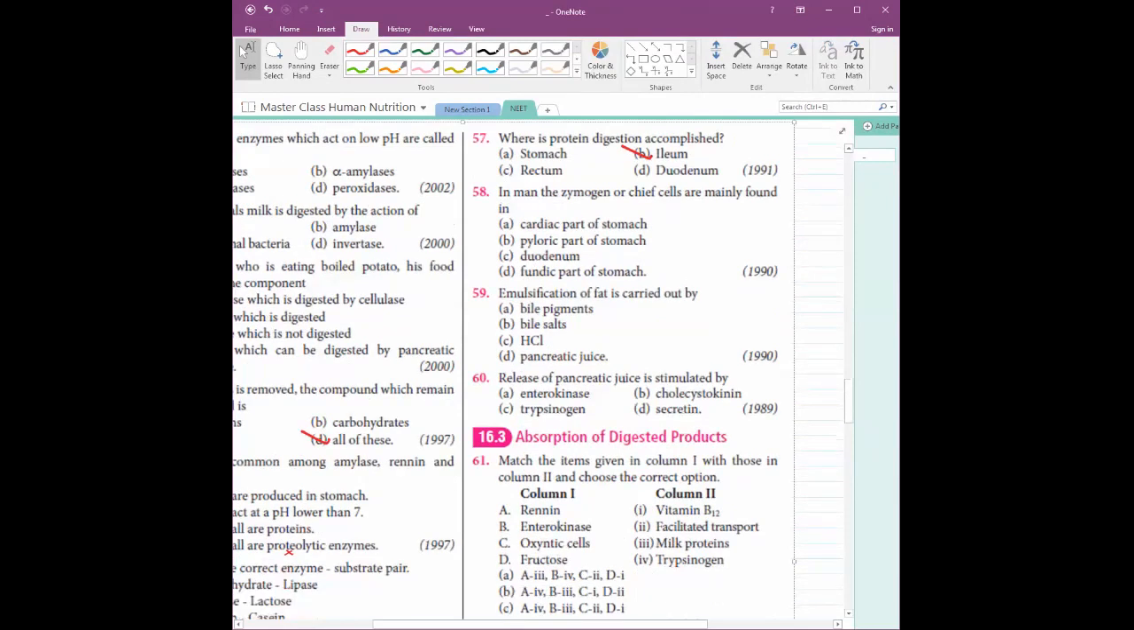Okay, in man, the zymogen or chief cells are mainly found in. So zymogen, chief, or we also call it by one more name. Guys, quickly tell me. We have remembered this as Pepchi. Peptic cells. Very nice. Okay, so now peptic cells or chief cells, or zymogen cells, what are they going to produce, guys? They are going to produce, very nice.